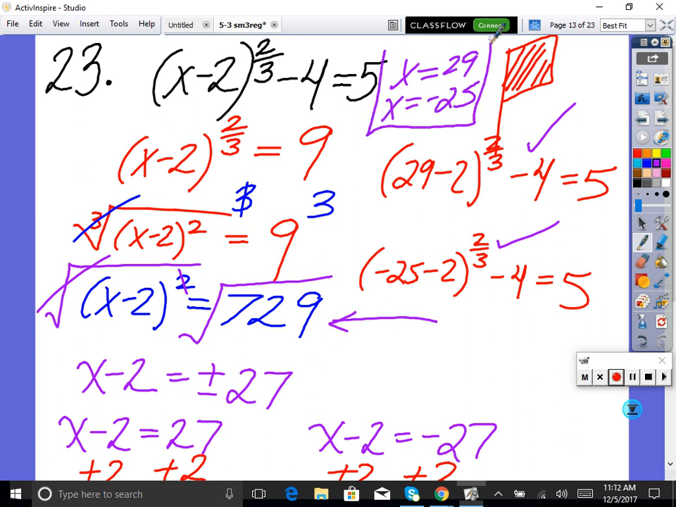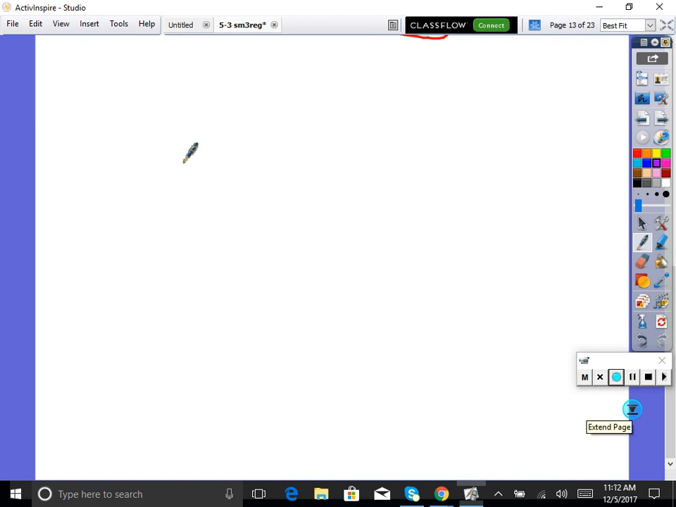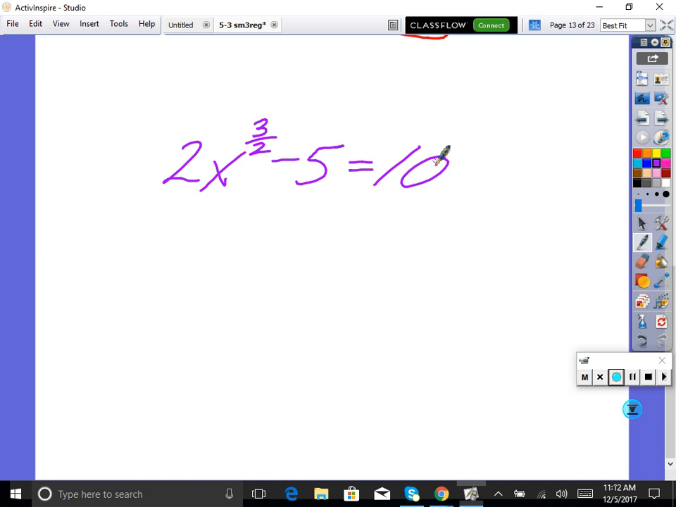So guys, here's a couple things that people confuse after they see this. Once they see, oh, when we have a square root, we have to put a plus or minus. But that's only in the process of solving. So if we have, for example, 2x to the 3/2 power minus 5 equals 10, you see how people will say, oh, we have a square root. It's only when solving, though. So this is 2 times the square root of x cubed, minus 5 equals 10.